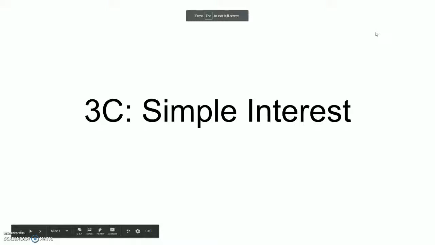Hi everyone, this is exercise 3C. Just going to cover the notes for simple interest.